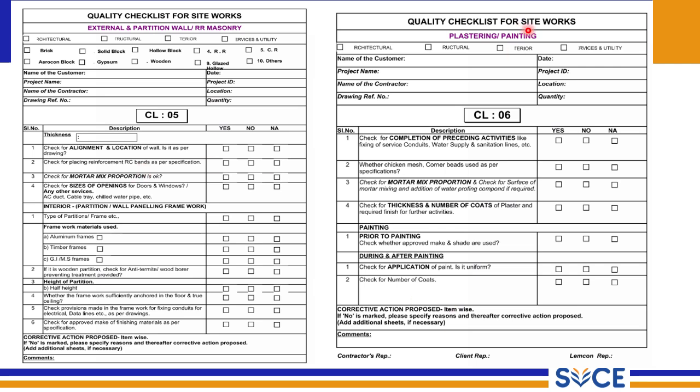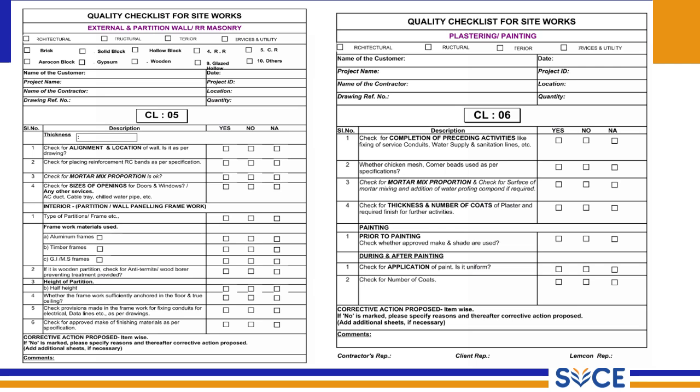Okay. So the next part of the work is plastering and painting. Both works are almost the same, but the materials are different, plaster and paint. In this work, you can say check for completion of preceding activities like fixing of service conduits, water supply and sanitation lines, etc. Whether chicken mesh and corner beads are used as per specifications. So we need to check whether all those things are implemented at the site. Check for thickness and number of coats of plaster required for further activities.